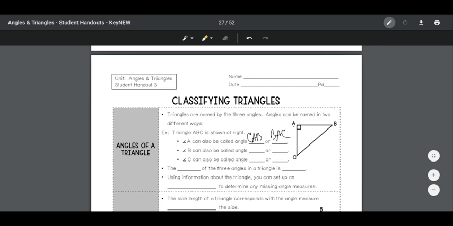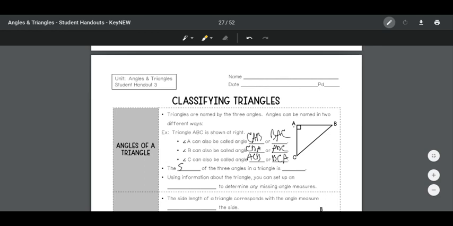So angle B can also be named CBA or ABC. And then C could be called ACB or BCA, as long as the angle's in the middle.